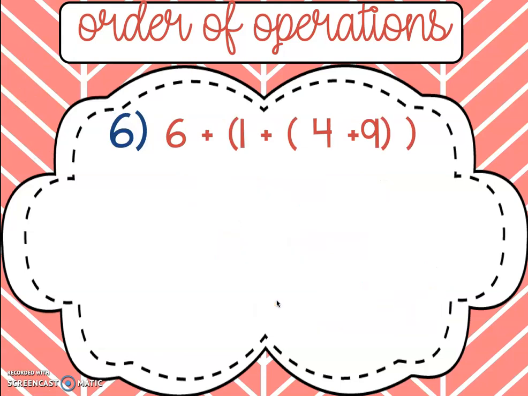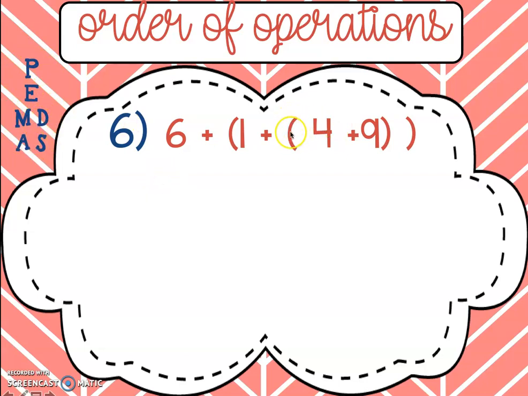All right, let's skip on down. We're going to do number 6 together because number 6 is a question that has multiple parentheses in it. It's got multiple groupings. Anytime you are in a grouping, you start with the order of operations. For example, this one says 6 plus parentheses, 1 plus parentheses, 4 plus 9, and then they close the parentheses. We've got a parentheses within a parentheses, so that tells us to do this piece first. Our order of operations is parentheses, exponents, multiplication and division, and then addition and subtraction.